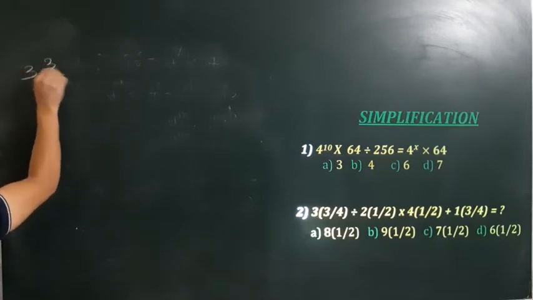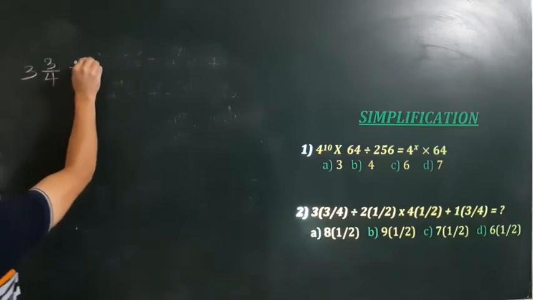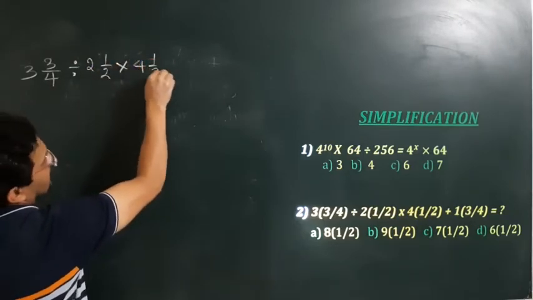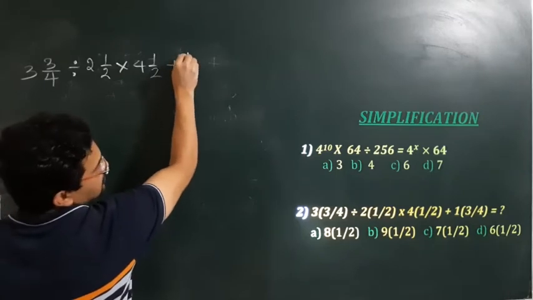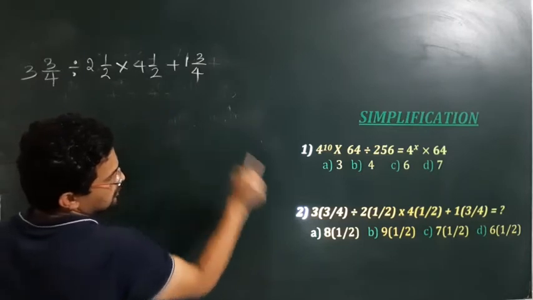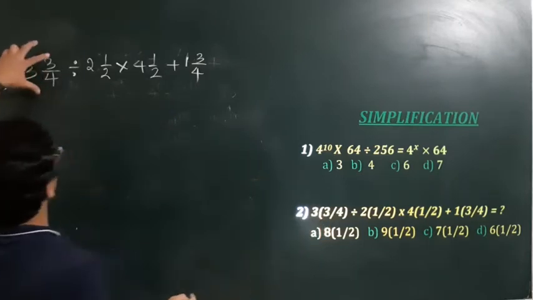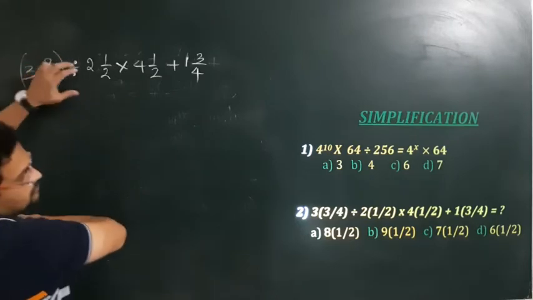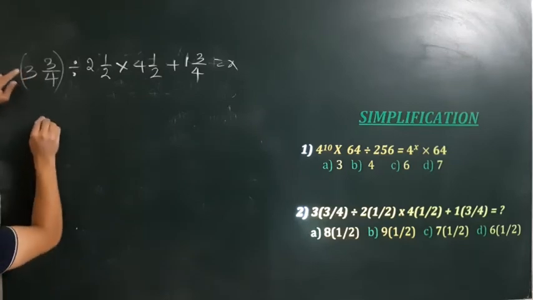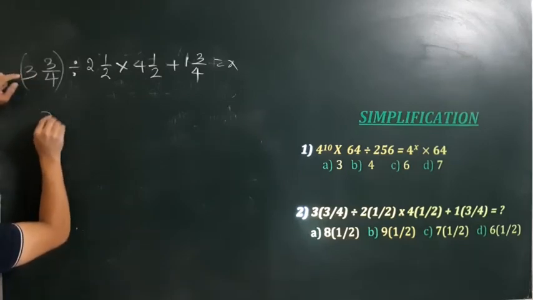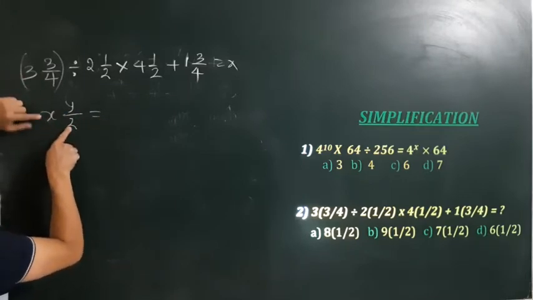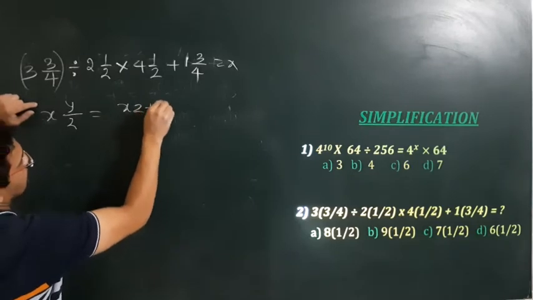3 by 4 divided by 2 and a half, multiplied by 4 and a half, plus 1 and 3 by 4. It is not 3 multiplied by 3 by 4; it is in the format of a mixed fraction. And then it is equal to how much? As I told you, if suppose x, y and z, it can be written as: you have to multiply y by x and add z, so xy plus z divided by what?